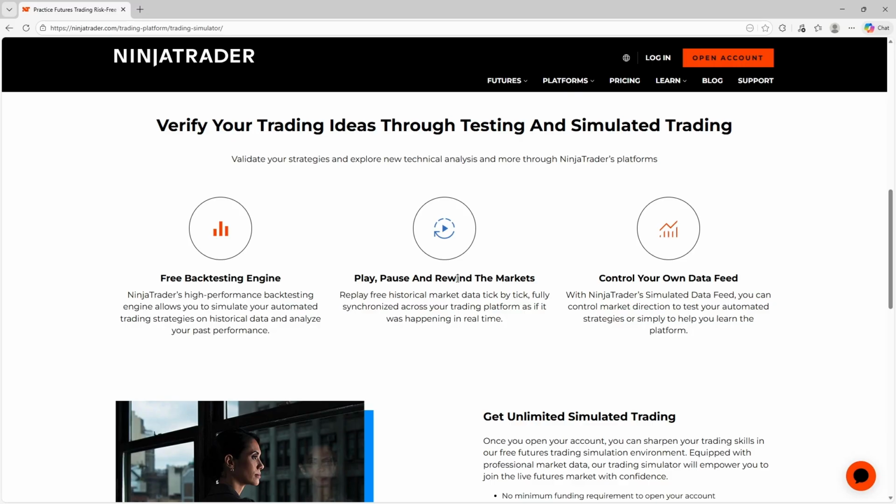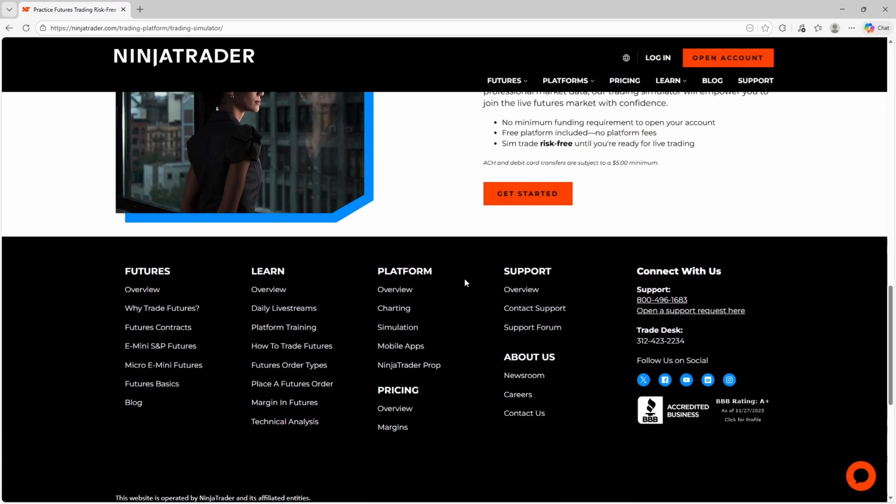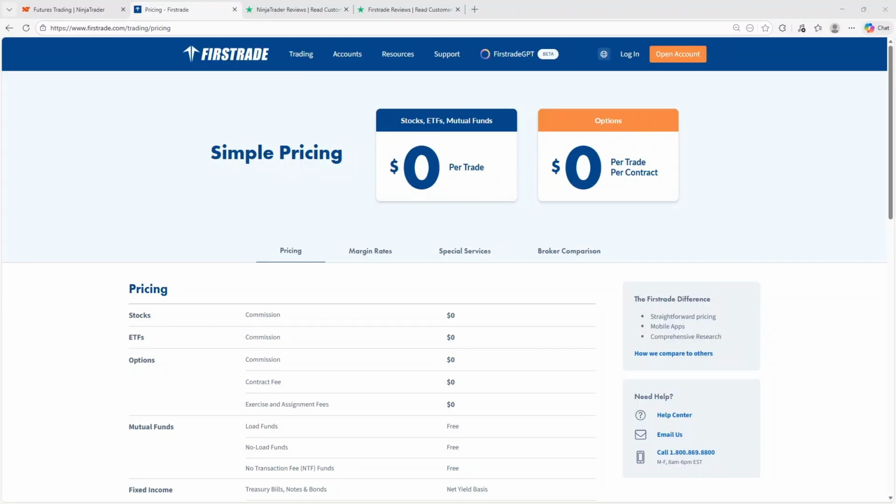NinjaTrader is purpose-built for traders who want deep market access and granular execution control, not investors looking for simplicity or long-term portfolio growth. Firstrade Securities takes an almost opposite approach to pricing, focusing on simplicity, accessibility, and cost elimination, rather than professional trading tooling. Firstrade offers zero commission trading across stocks, ETFs, options, and mutual funds.